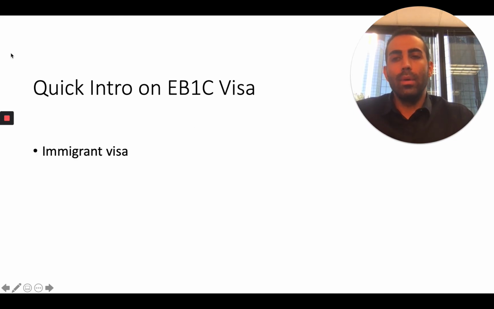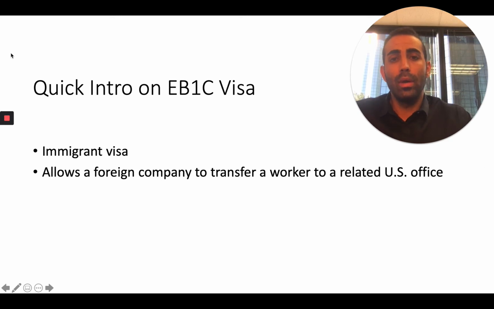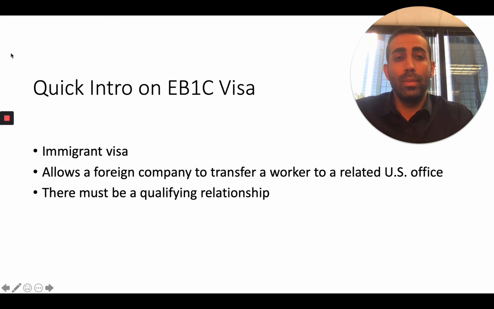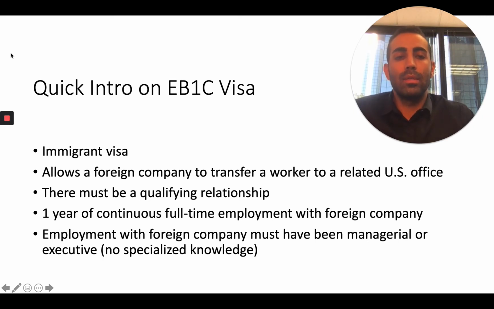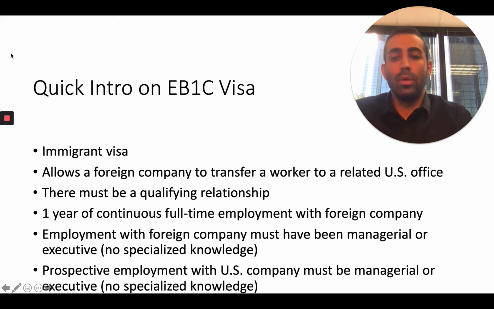Now, regarding EB1C, let's do a quick overview of the EB1C visa. The EB1C visa is an immigrant visa. Similar to the L1, it allows a foreign company to transfer a worker to a related U.S. company. There must be a qualifying relationship between the two companies. The worker must have worked for 1 year full-time in continuous employment with the foreign company, and the employment with the foreign company must have been in a managerial or executive capacity. There's no specialized knowledge option. Similarly, with the U.S. company, the employment must be managerial or executive. No specialized knowledge allowed under EB1C.